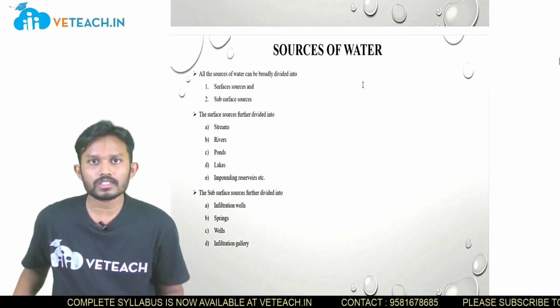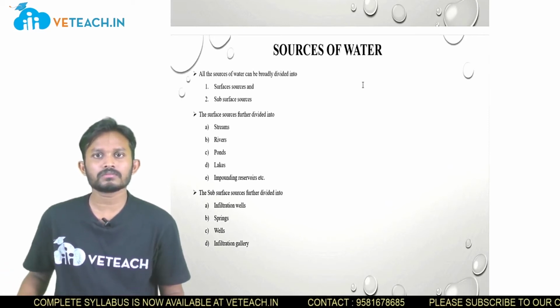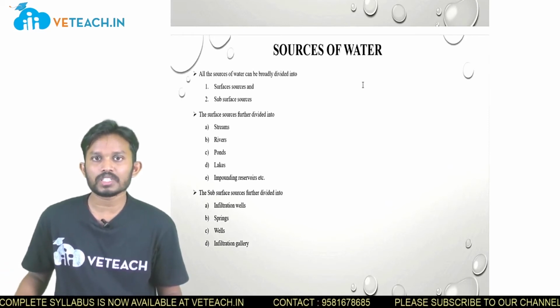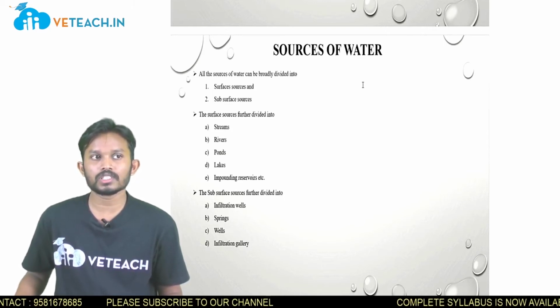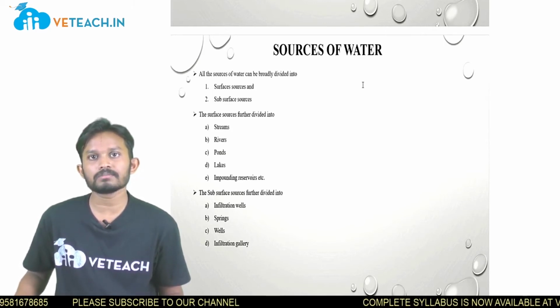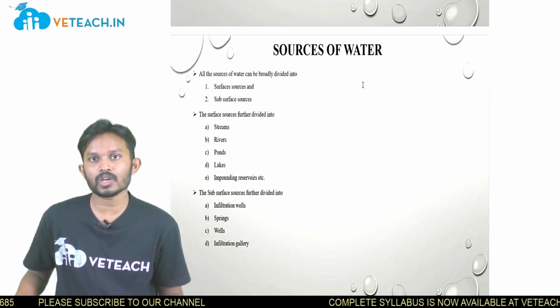So we now know how the process happens, and we need to identify what the sources are, what the quality is, and what quantity is available, so that we can have a basic idea of what quantity is to be supplied to the public on what demands.